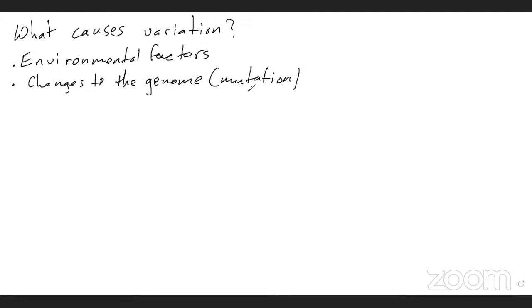So it's environment and it's genetics. When it comes to genetics, it is mutation. We're changing structures within the DNA. So what causes variation? Environmental factors. For example, what?